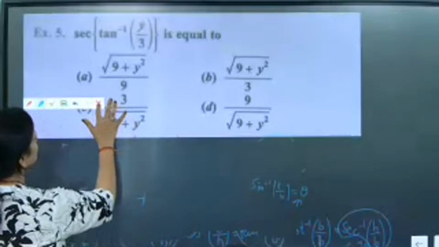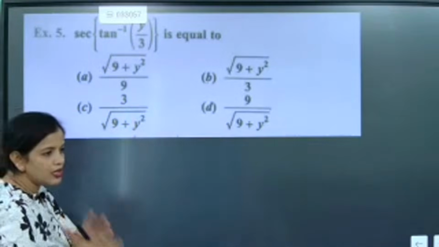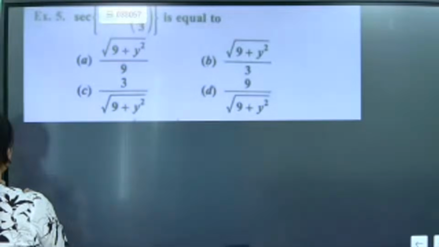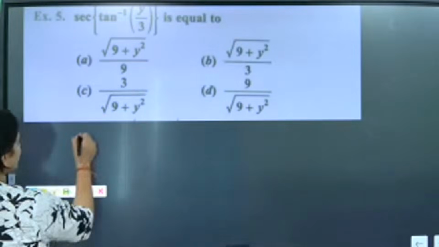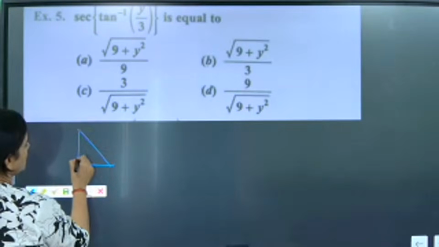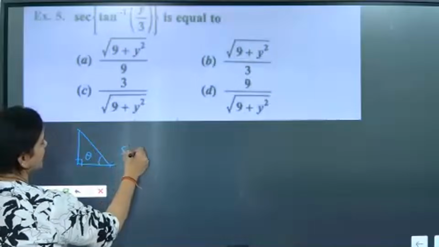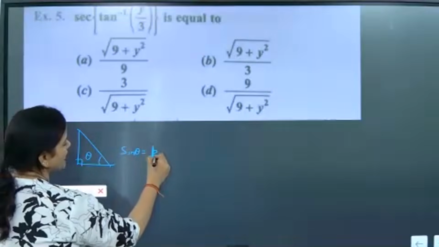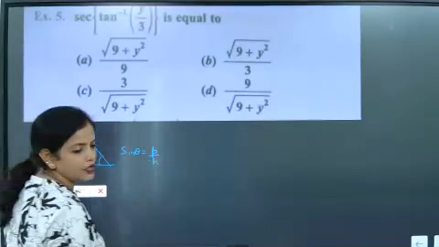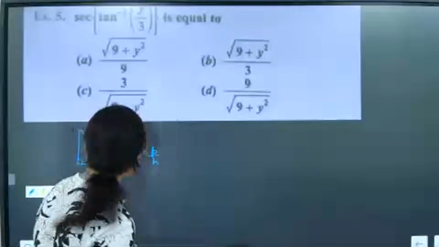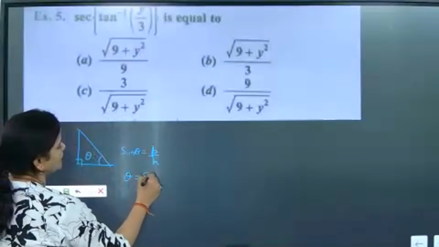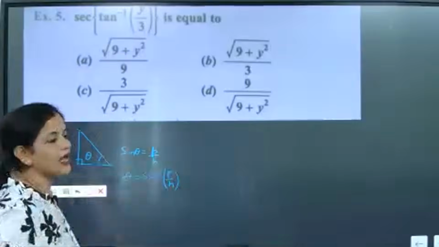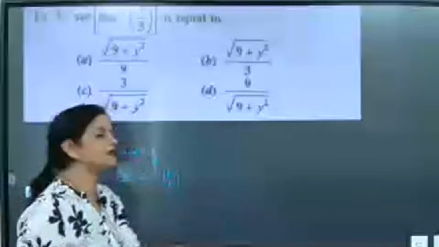What was that rule? Just listen one more time. The rule is, when you are taking a triangle and here theta angle with it, then you have a habit of writing sine theta is equal to P by H, that is perpendicular by hypotenuse. So when you are writing, theta will be equal to sine inverse perpendicular by hypotenuse. So all the inverse trigonometric functions will be equal to theta.